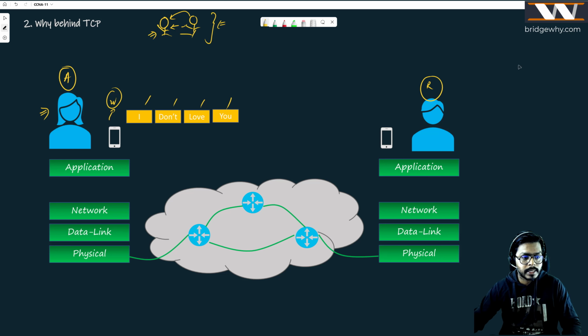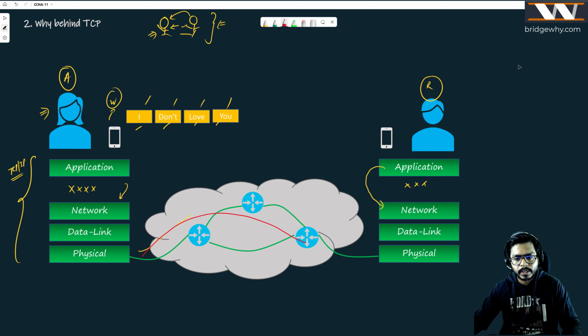But now, from this TCP/IP model, just try to understand: I have removed the transport layer. There is no transport layer here. The application is directly delivering the data to the network layer. It means that all these packets, I, don't, love, and you, are going to be delivered one by one to the network layer. The network layer is going to deliver them across to the machine of Mr. Rahul. And here is my problem. Suppose at a particular time we have these R1, R2, and R3. You all know that the network layer can understand only IP addressing. Interesting, right?